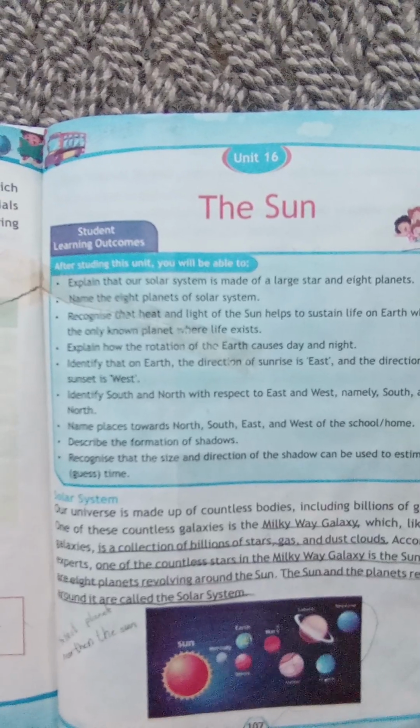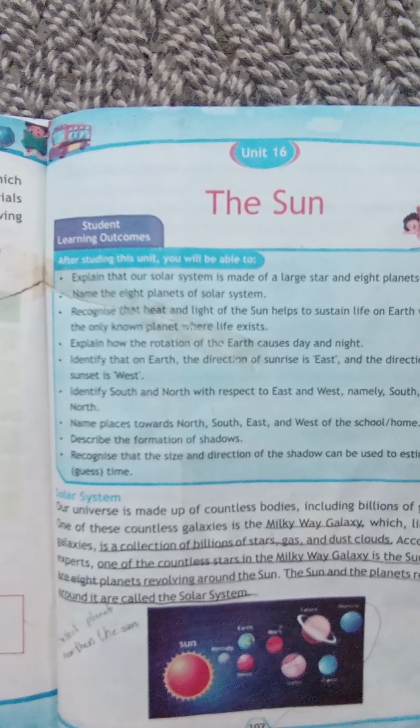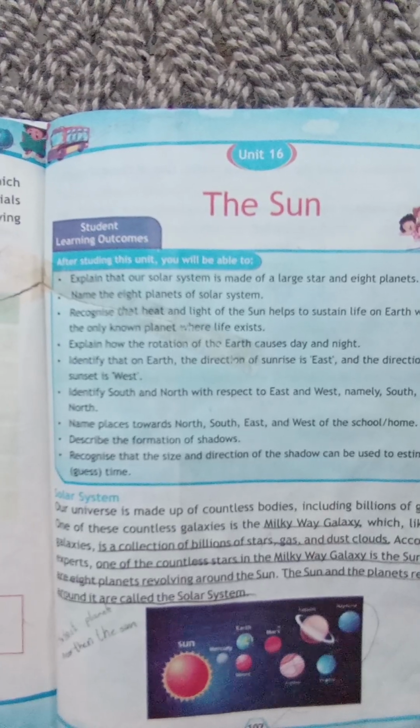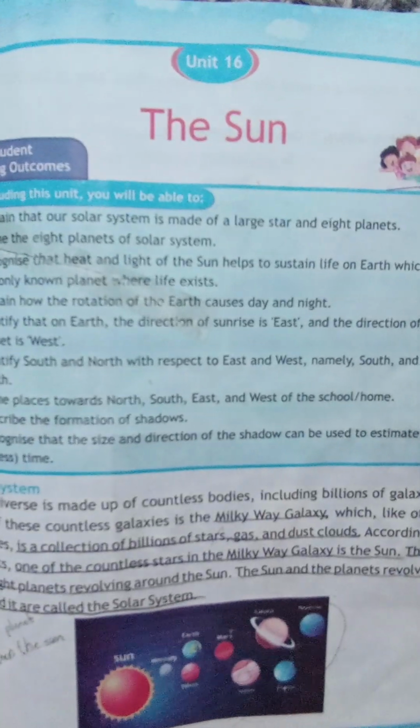There are 8 planets revolving around the Sun. The Sun and the planets revolving around it are called the solar system. Here is the picture of the solar system.